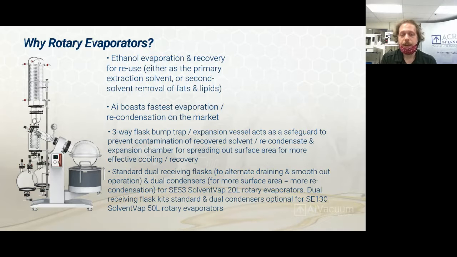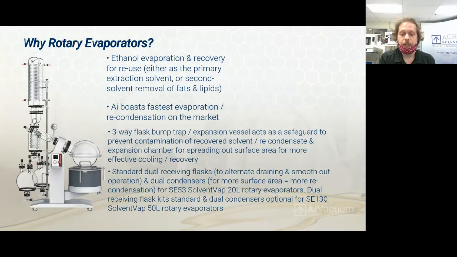Our 20-liter and 50-liter rotary evaporators, our large production scale rotary evaporators, include dual receiving flasks standard in the package, and that allows you to alternate which flask you are draining versus continuing to recondense your solvent or recondensate in, so that you can essentially continuously run the rotary evaporator without stopping evaporation in order to drain, unlike some competitors that don't offer that feature.